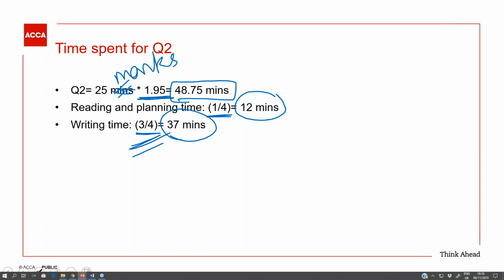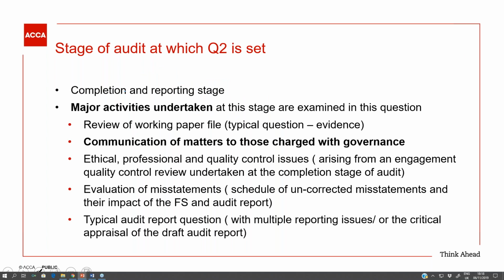Now comes a more important question: the stage of audit at which question two is set. Question number two of the AAA paper is set at the completion and reporting stage. Yesterday and the day before, when I was looking at the first question, we know the first question is set at the planning stage. And even the first question can ask you about the stage where you accept a new audit client. Now, when you're looking at question two today, it is set at the stage of completion, and at the stage of reporting.